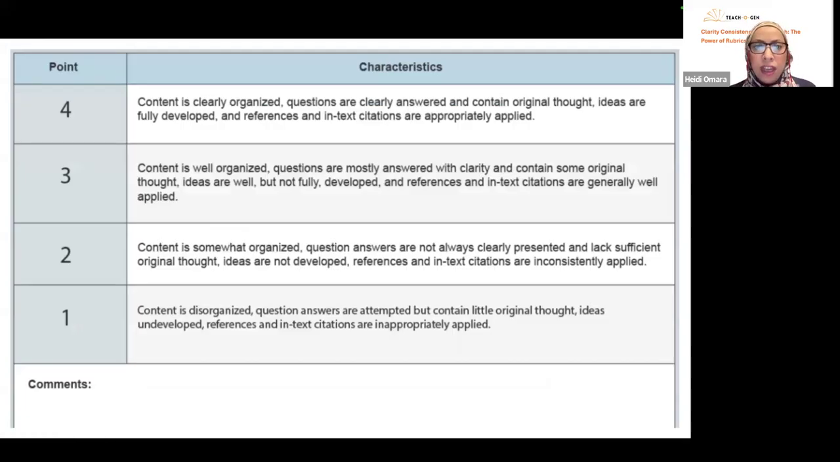Look at this one. Here, we have got the characteristics and the points. These are the grades. So this student, either she or he, they either take 1, or they take 2, or they take 3, or they take 4. But let's look at the characteristics that we need to look at. Let's look at the full mark. 4, content is clearly organized. Questions are clearly answered and contain original thought. Ideas are fully developed, and references and in-text citations are appropriately applied.